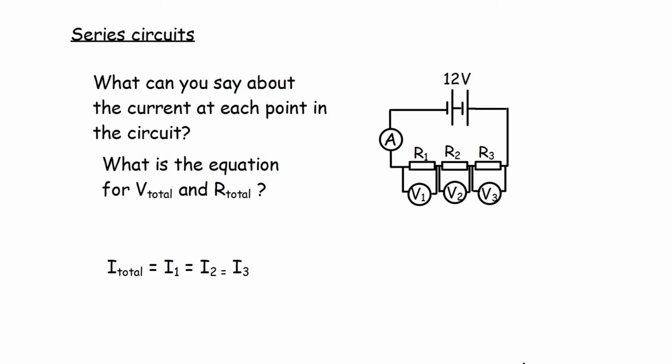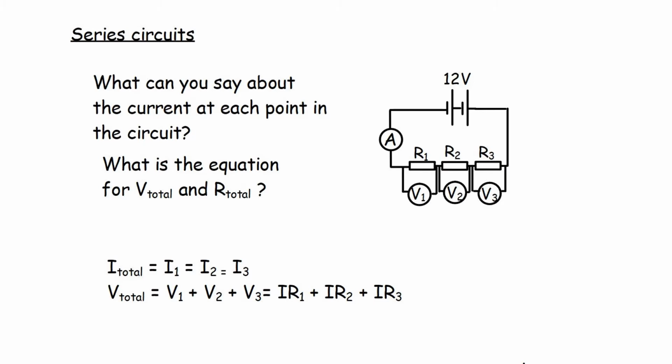Alright, so we know the current at every point in a series circuit is going to be the same. So we can write I total equals I1, which equals I2, which equals I3. And the I1, I2 and I3 would just be 3 different points around the circuit where we are measuring the current. V total in a series circuit, we know that the total EMF of the cell is going to be shared across the components. So V total equals V1 plus V2 plus V3.